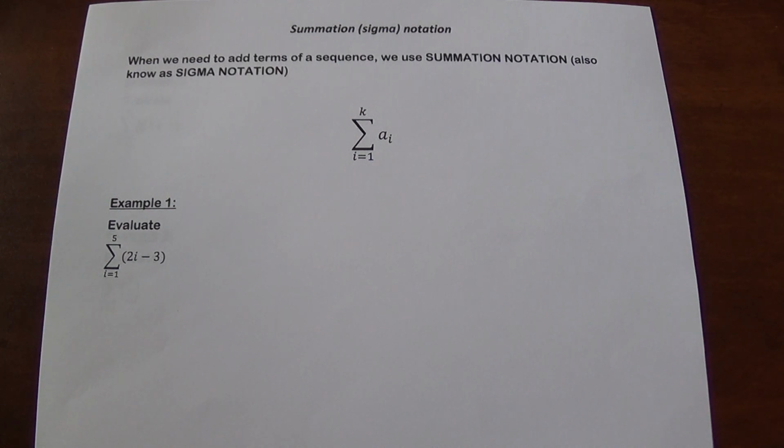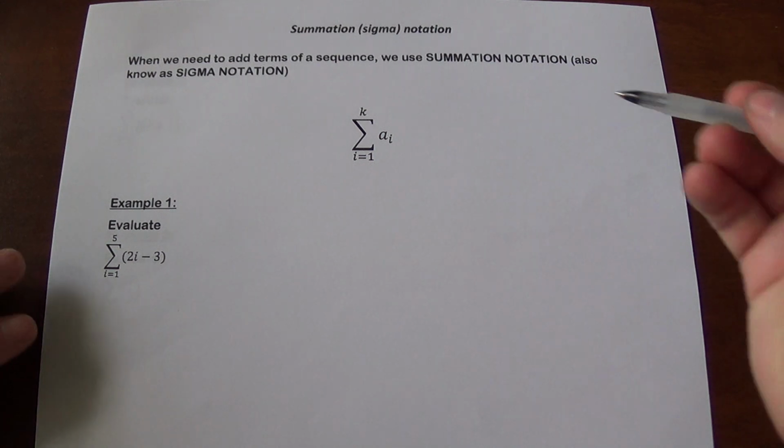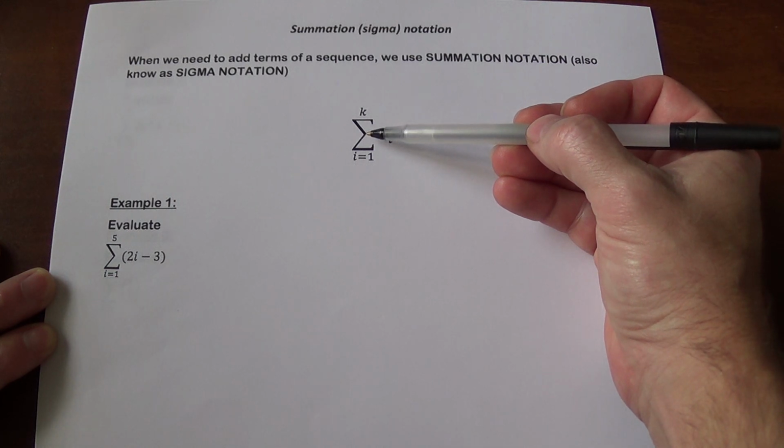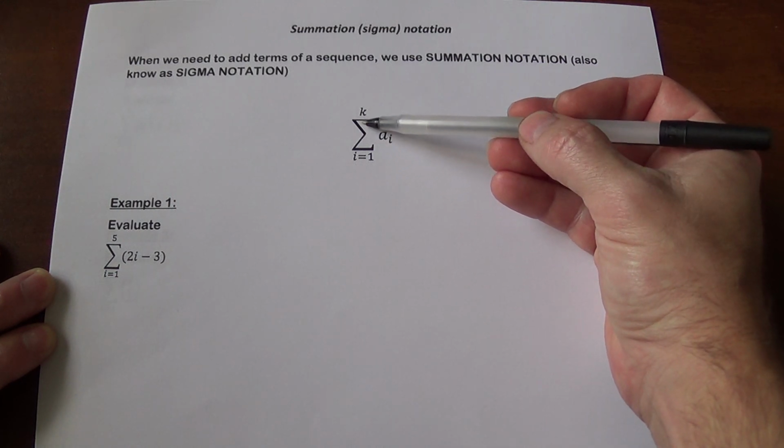Hi, we're going to talk about summation notation, also known as sigma notation. When we're trying to add terms of a sequence, we use summation notation or sigma notation. This letter here is a Greek letter sigma, which represents the equivalent of the letter S in our regular alphabet, and that represents summation.